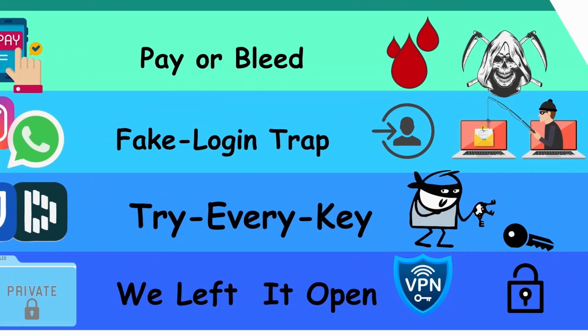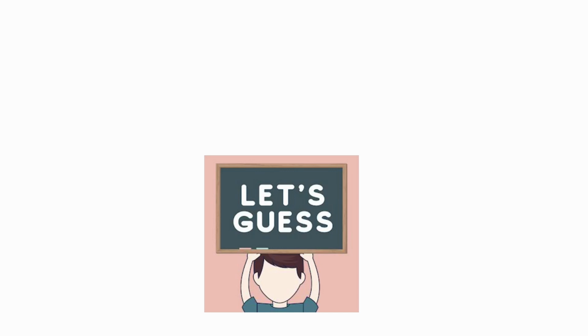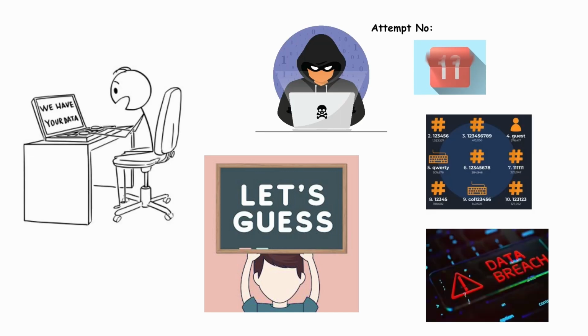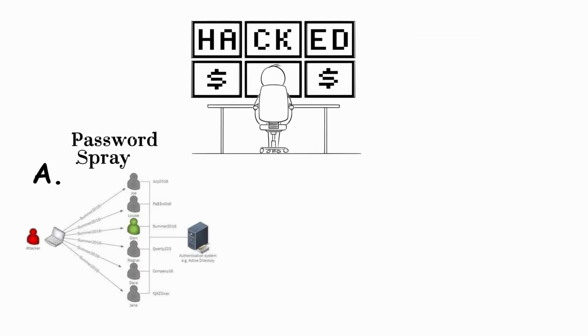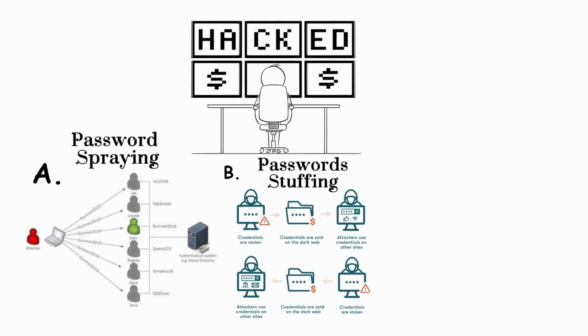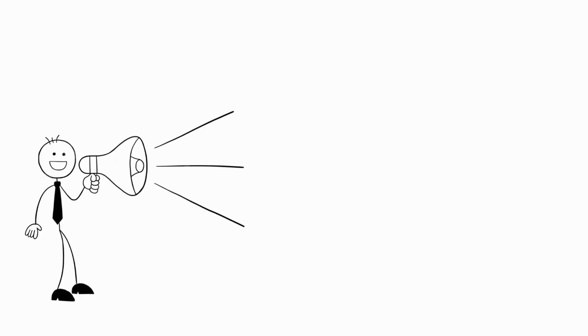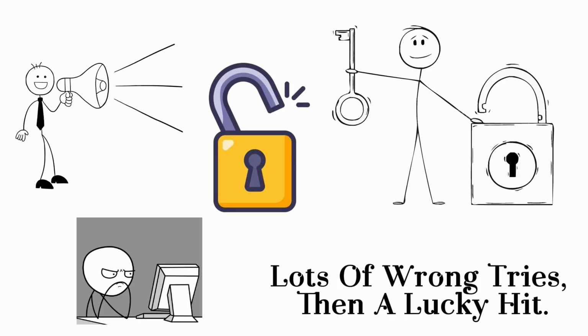Level 1. Try every key. This level is low-skill guessing at scale. Attackers try common or leaked passwords everywhere until one works. It shows up as password spraying, stuffing old breach passwords and admin/admin on dusty panels. The pattern is loud. Lots of wrong tries, then a lucky hit.